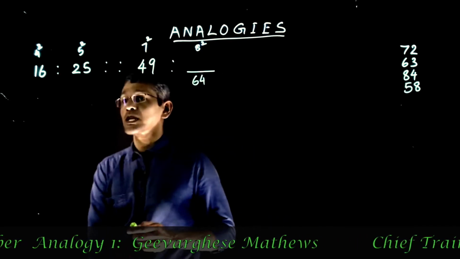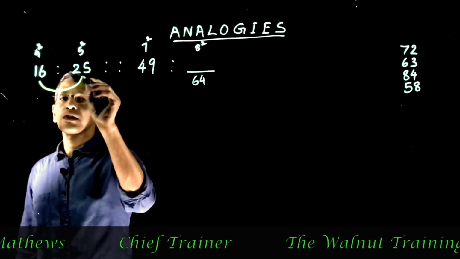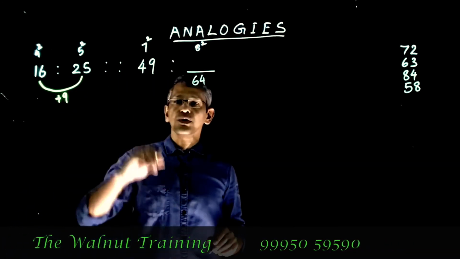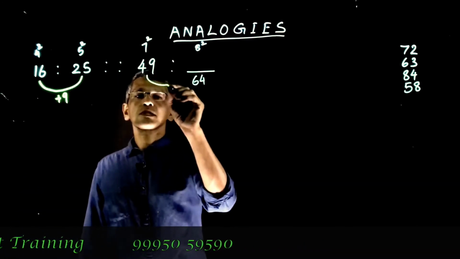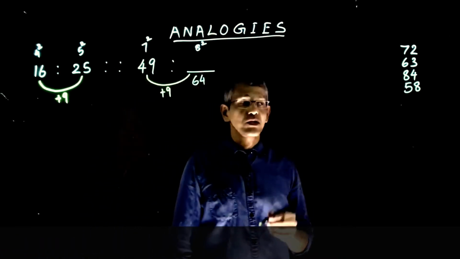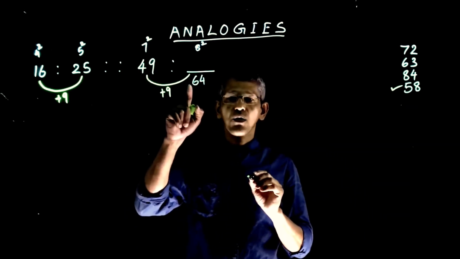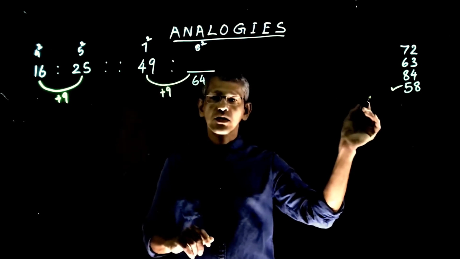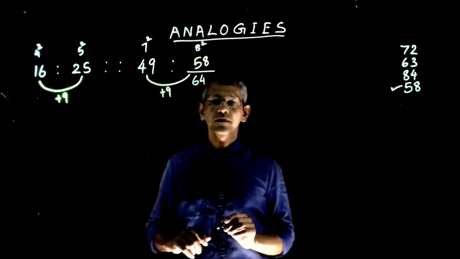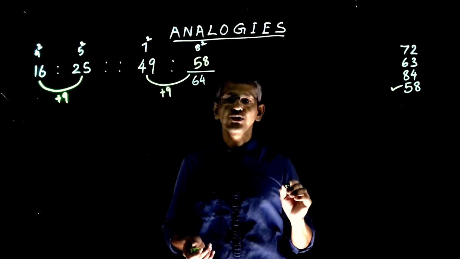In this case, 16 and 25, there is a connection. 16 plus 9 is 25. Same way, 49 plus 9 is 58. So the answer choice 58 is here. 64 is nothing wrong as an answer, but that answer choice is not here. So the answer here would be 58. This is the simplest example of a number analogy question.